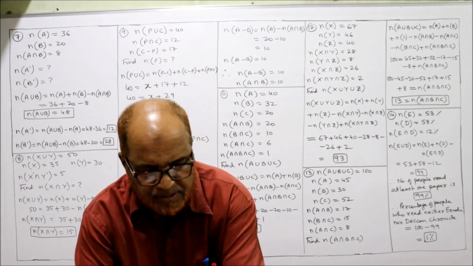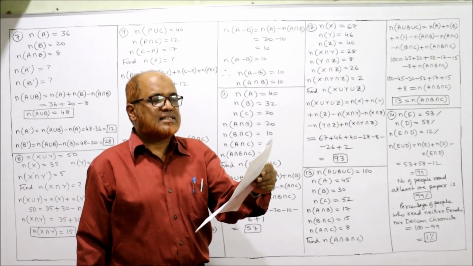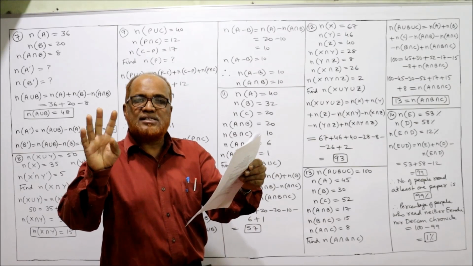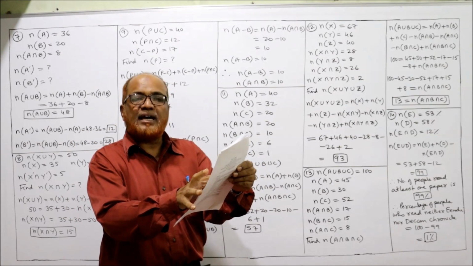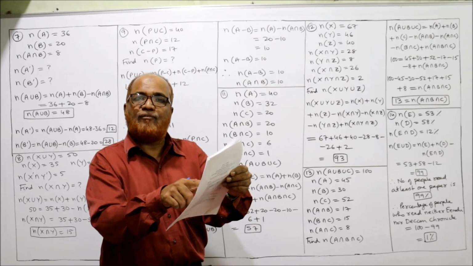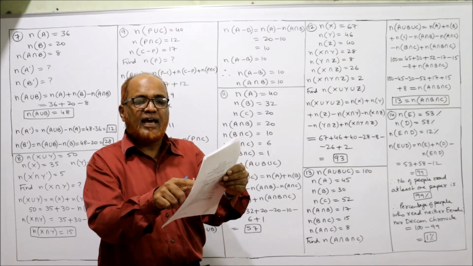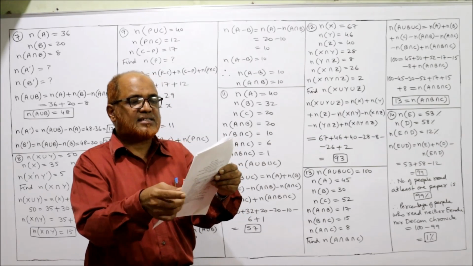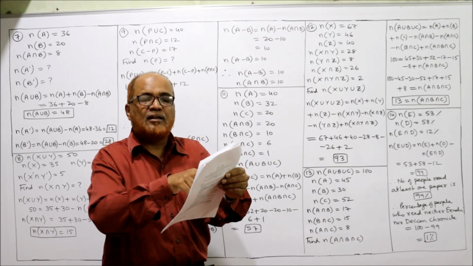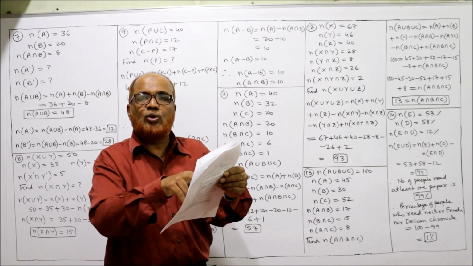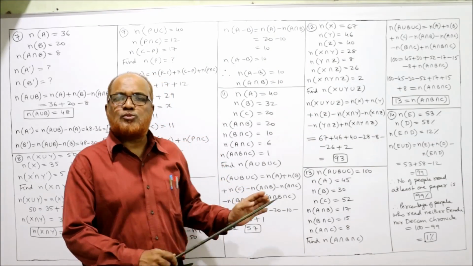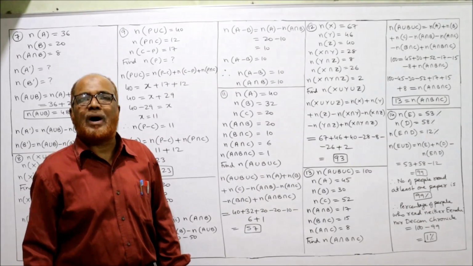Exactly similar, 12th problem. See carefully. 12th problem: N of x 67, N of y 46, N of z 40. Again 3 sets are there, x, y, z. N of x intersection y, combination x and y, 28. N of y and z, combination of y and z, 8. N of x and z, combination of x, z, 26. N of x intersection y intersection z is 2. Find N of x union y union z. Exactly similar to the previous problem, only alphabets. Previous problem we had A, B, C, now we have x, y, z.